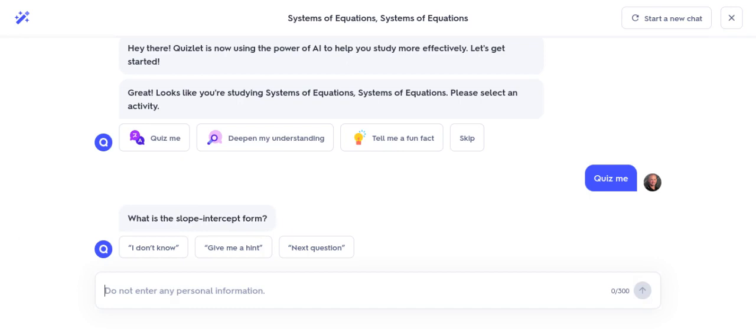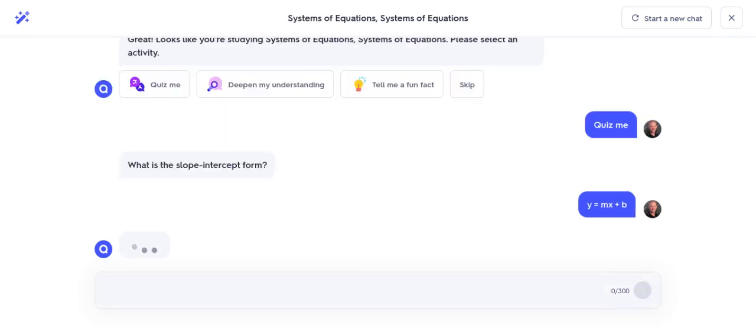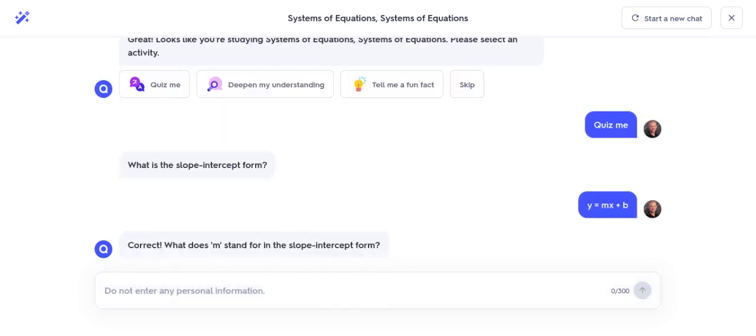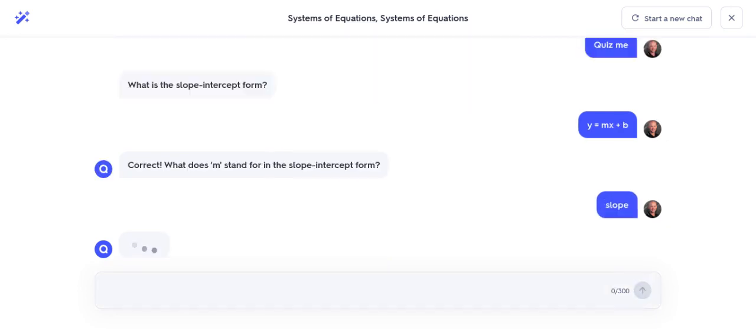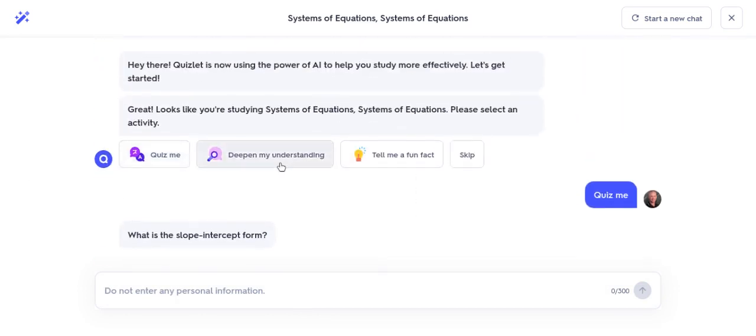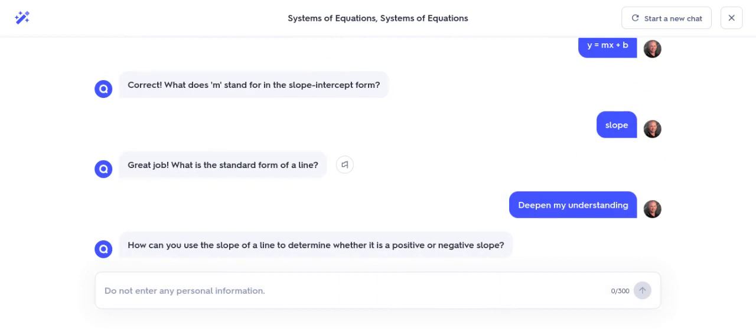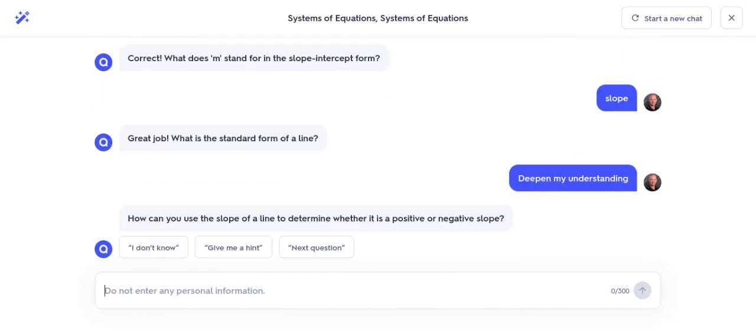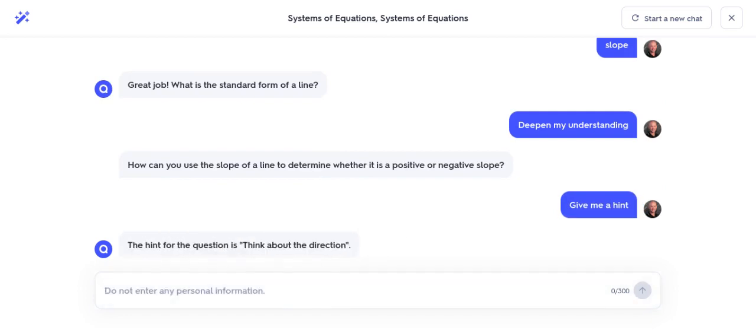So what is slope intercept form? So y equals mx plus b. Correct. Right? What does m stand for in slope? That's slope. Standard form. All right. So let's see what deepened my understanding does. So how can you use the slope of a line to determine whether it's positive or negative slope? I guess this asks you, let's give me a hint. Think about the direction. All right, so left to right, yeah.